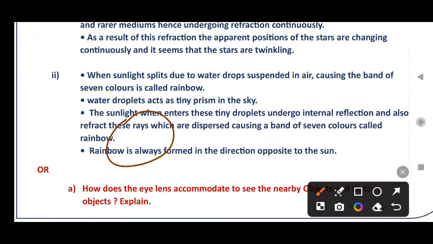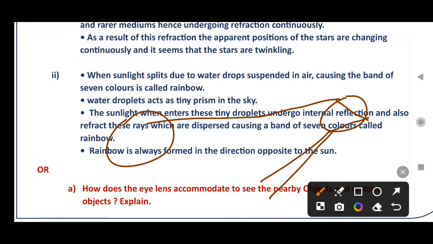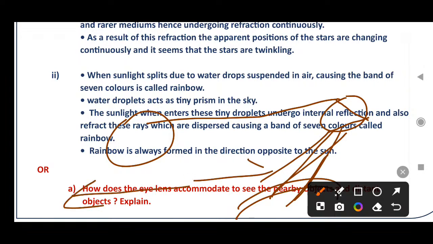See, this is the sun, this is the water droplet. Then what happens? Light rays from the sun pass into the water droplet, total internal reflection occurs. Whenever dispersion occurs, here 7 colors of light will come. And here the rainbow appears. Compared to this direction, the rainbow appears in a different direction. Very important, which one? Total internal reflection, dispersion, and refraction also. All three phenomena occur in a single phase.